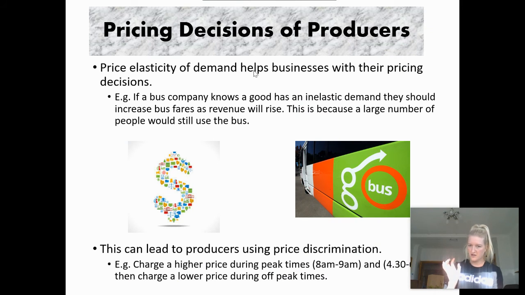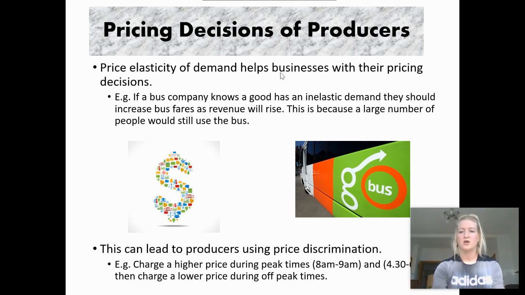So the last thing that we can apply with the price elasticity of demand is that if producers know the type of elasticity for their product, then they can figure out their pricing decisions to help create more revenue and therefore profit. For example, if a bus company knows a good has inelastic demand, then of course they should increase their price and they'll get a higher revenue, because with inelastic demand, consumers are not very responsive to the price change. Any increase in the price leads to a less than proportional decrease in the quantity demanded, which would cause an overall increase in revenue.